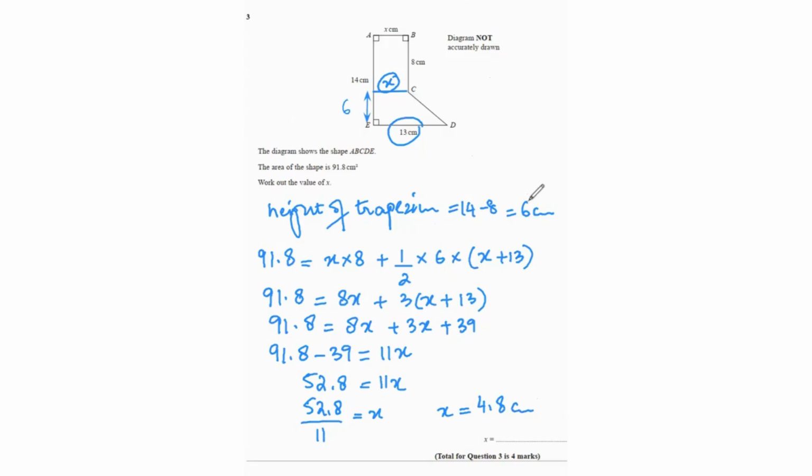So for these type of questions, you need to know the formula for the area of different shapes. You need to know the formula for the area of a rectangle, area of a square, area of a circle, area of a triangle, and the area of a trapezium. You need to be familiar with these formulas when you're solving such questions.